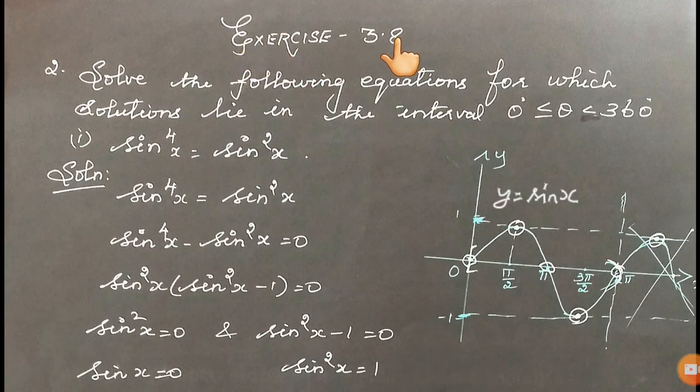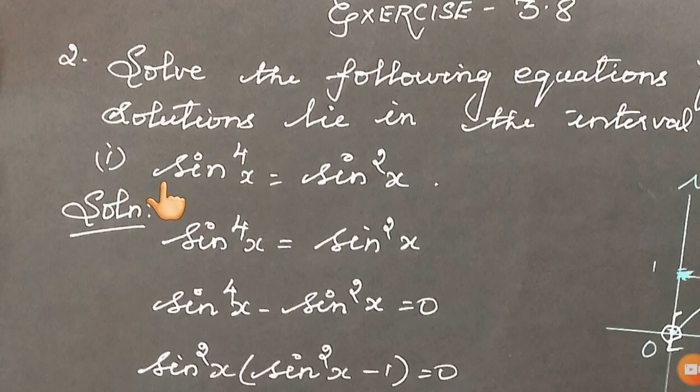Exercise 3.8, second sum. Solve the following equations for which the solutions lie in the interval 0 degrees less than or equal to theta less than 360 degrees. You are asked to solve the given trigonometric equations. It means you have to find the values of x. So the first subdivision: sin^4 x is equal to sin^2 x. Now let's see the solution.